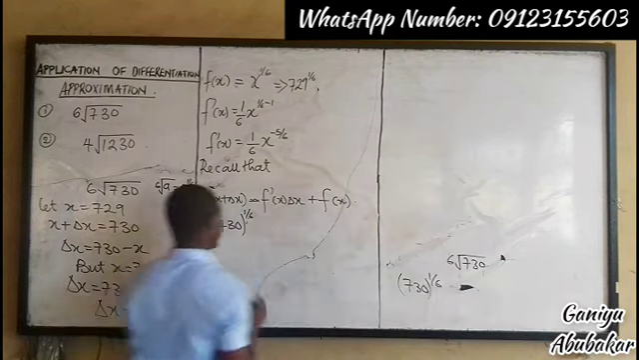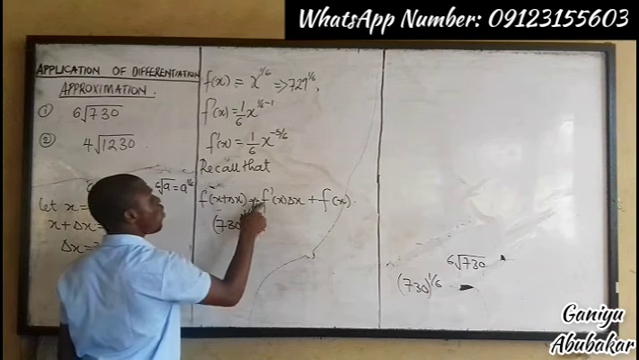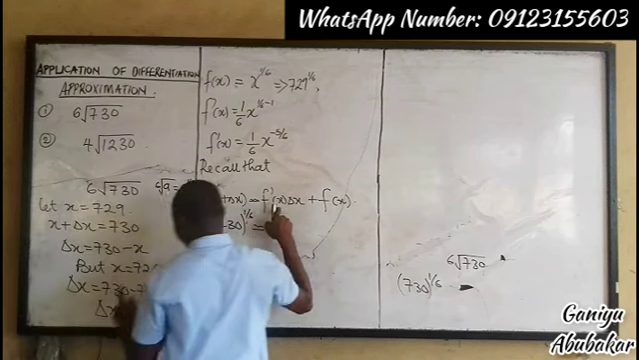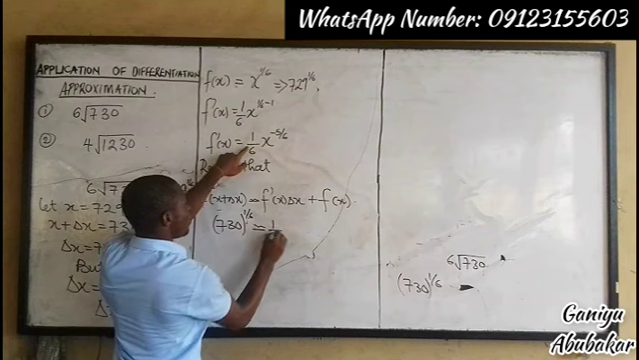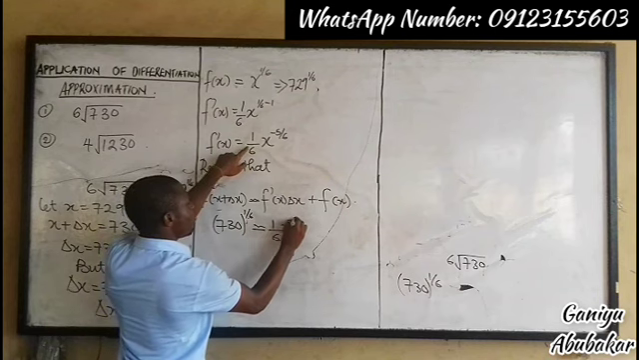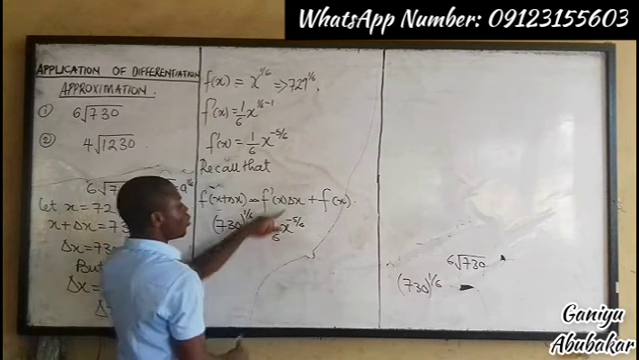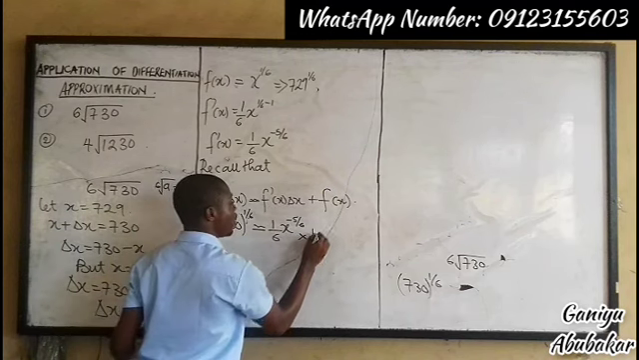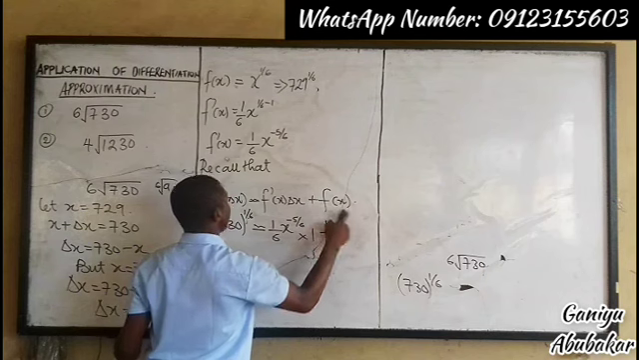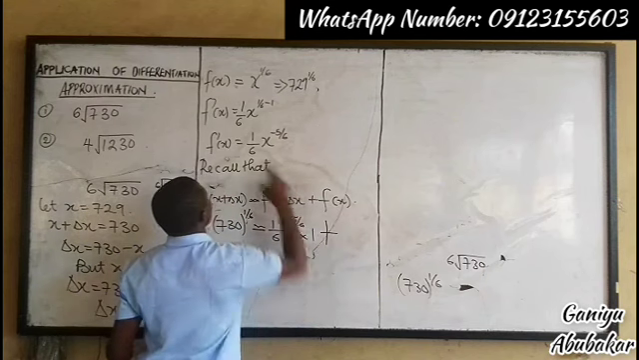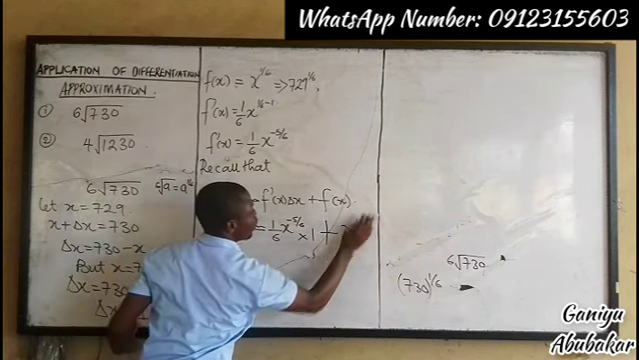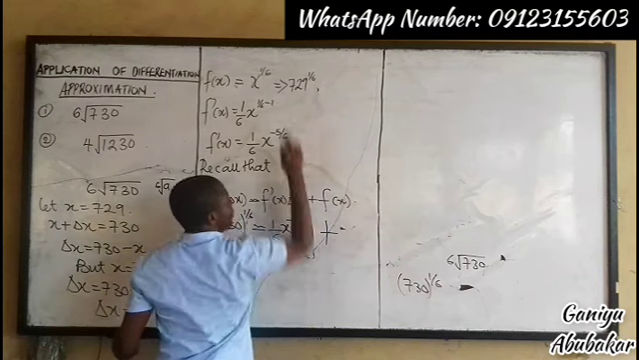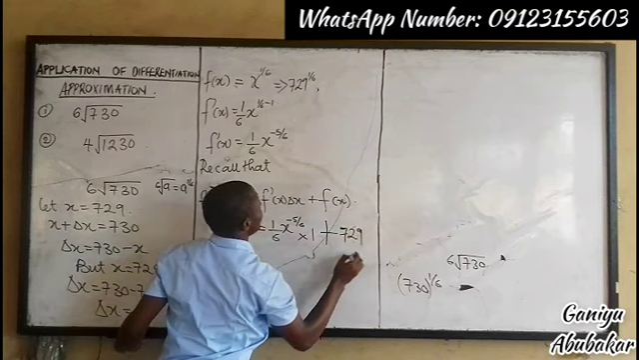So it's approximately equal to, what's f prime of x first? 1 over 6 x to the power minus 5 over 6, right? So multiply by change in x. What's change in x? 1. I have 1 here. Next up, plus f of x, which is x to the power 1 over 6, with x as 729.